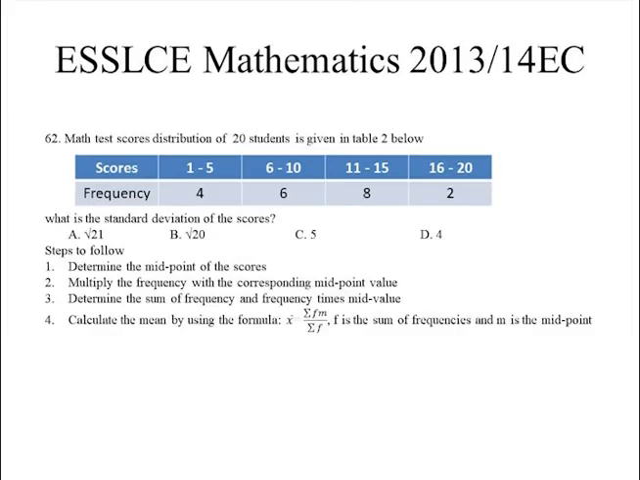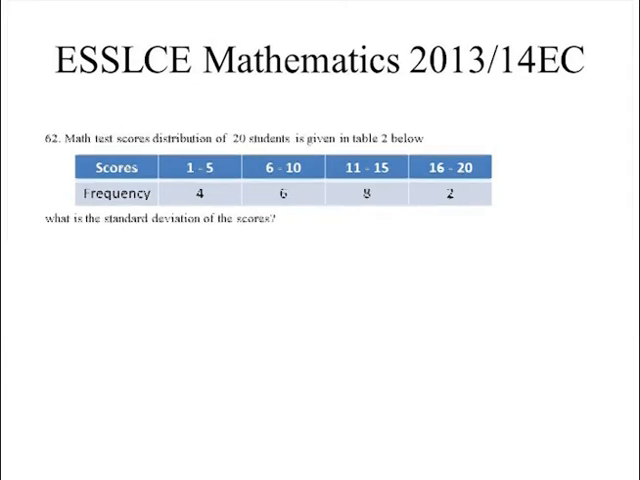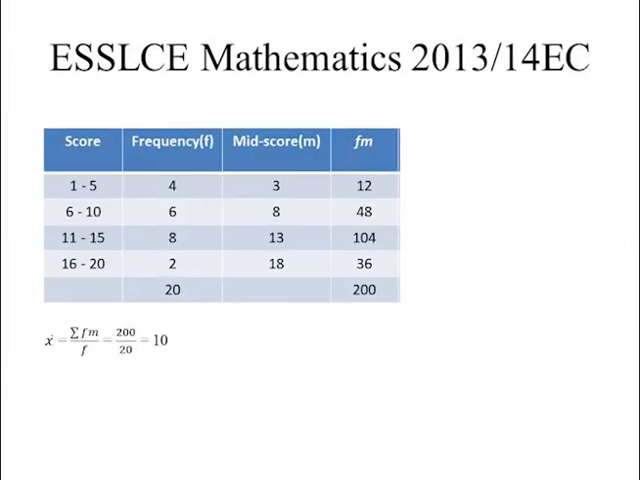Step 4. Calculate the mean by using the formula x bar is equal to summation of frequency times midpoint value divided by summation of frequency. Summation of frequency times mid score value is already determined as 200, divided by summation of frequency, which is 20. 200 divided by 20 is simply 10. So let's write the mean value in column 5 like this.